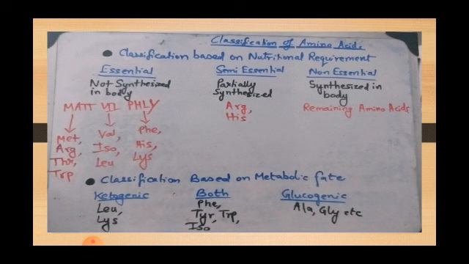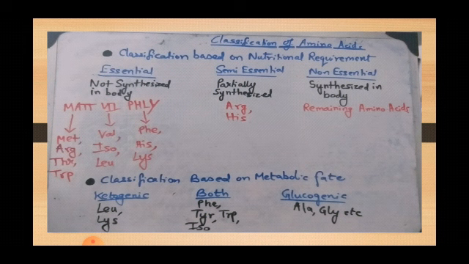Now we come to non-essential amino acids. Non-essential amino acids are those which are synthesized in the body. We don't need to provide them through diet. Remaining all amino acids are non-essential. They belong to this non-essential category.